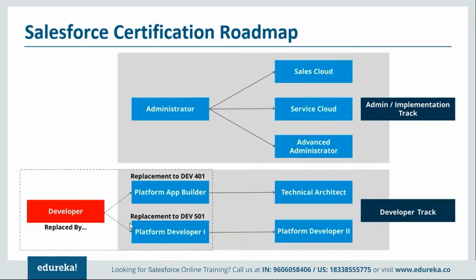Once you're done with these two basic certifications, you can go for any one of these advanced certifications. There is something called Platform Developer 2, which could be pursued after Developer 1. And then you have the Technical Architect certification, which can be pursued after your Platform App Builder. All right. Your Technical Architect certification is a very senior certification, and this can be pursued even after your Platform Developer 2. Okay, so that's how the hierarchy goes over here.